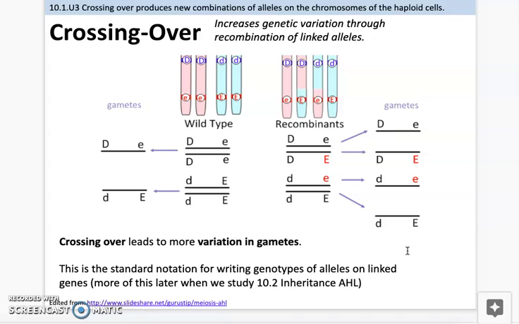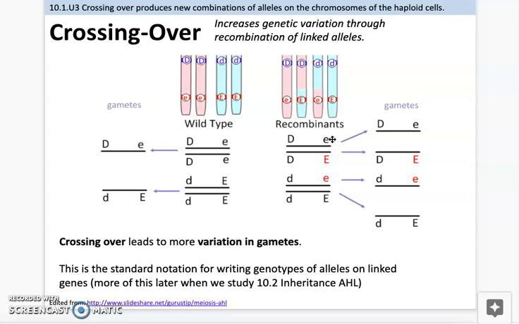Okay, so this is an example of what happens if crossing over does happen between the two different traits and the alleles that are on the homologous chromosomes. So for example, here you have the uppercase D, lowercase e, that's represented right here with this chromosome. Then you have the sister chromatid right here, that would be uppercase D, uppercase e.